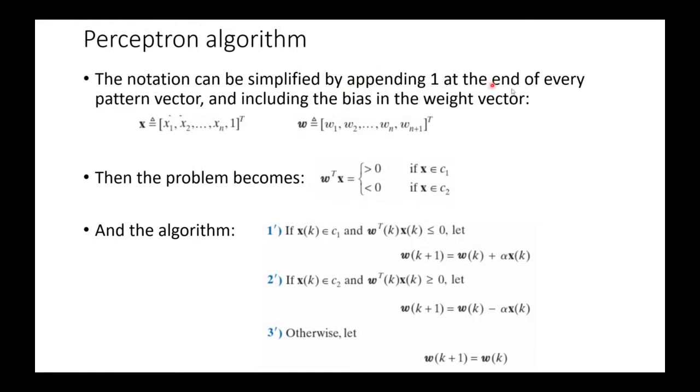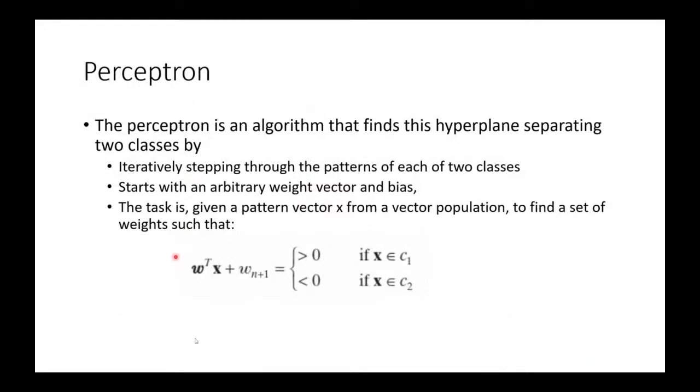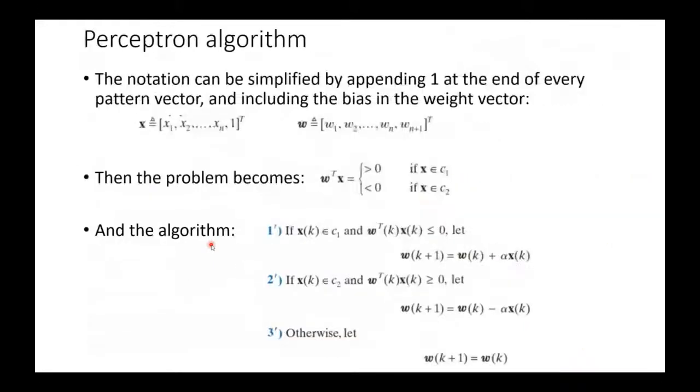This can be simplified by appending 1 at the end of every pattern vector and including the bias in the weight vector. In this sense, I don't have an equation like this anymore, because I took the bias term and included it in the matrix of weight terms, and I end up having this very simple decision problem, which is basically a matrix transformation. And the algorithm is the same.